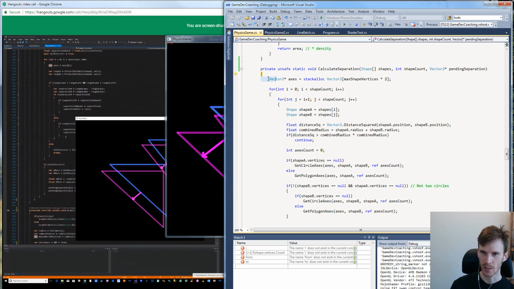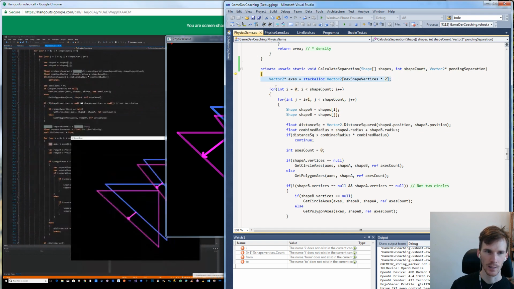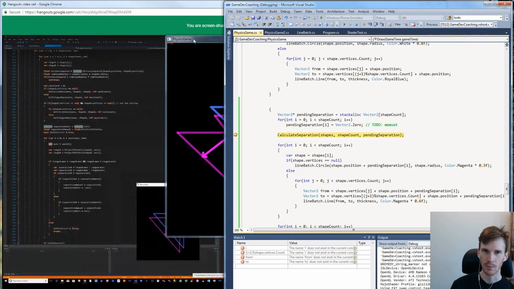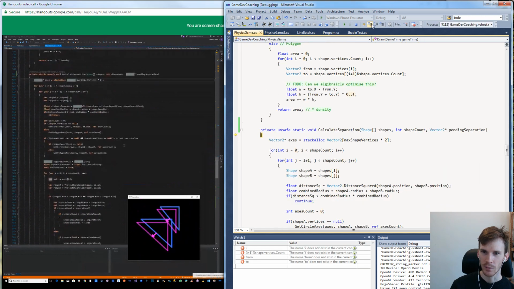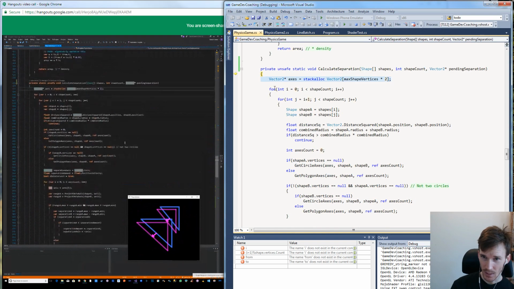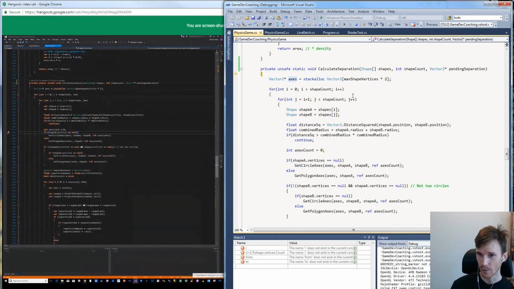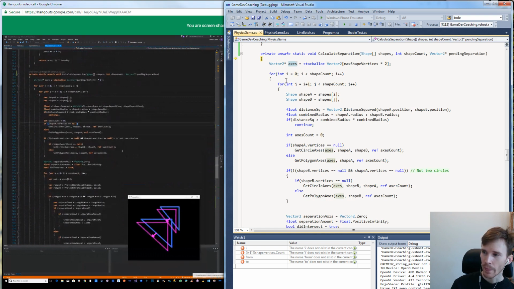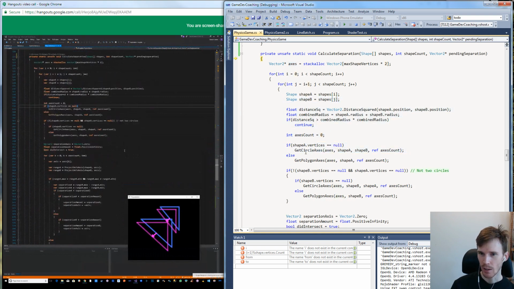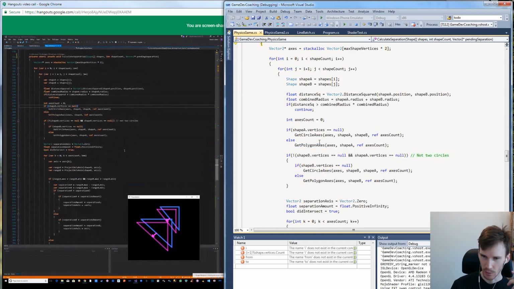So let's just go through this now. We allocate stuff on the stack. Step into. Okay, so we allocate some stuff on the stack. That's straightforward enough. We're assigning stuff to these axes. We get here and we have some get axes methods: get circle axes and get polygon axes. So we just make a mental note.